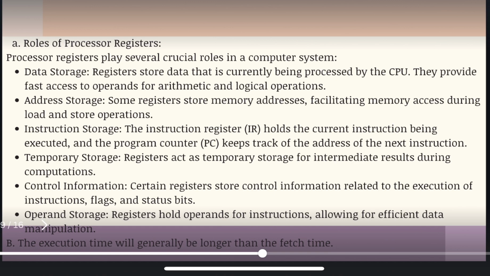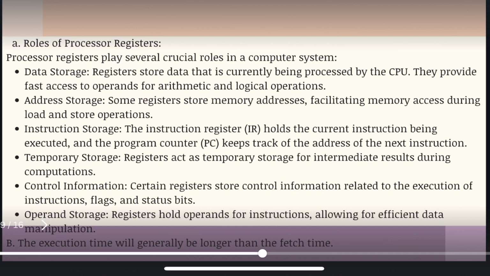We have data storage. The data that the CPU is currently processing is stored in registers. They offer quick access to operands for logical and arithmetic operations. The next one is address storage. Some registers store memory addresses, facilitating memory access during load and store operations.